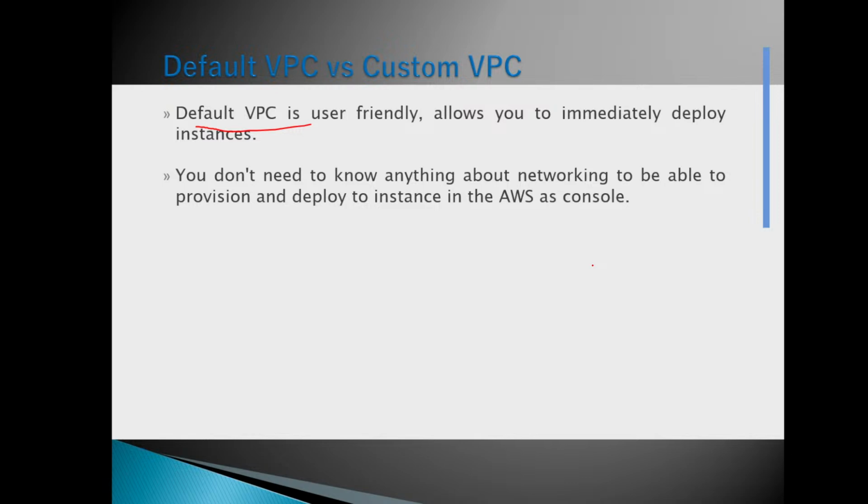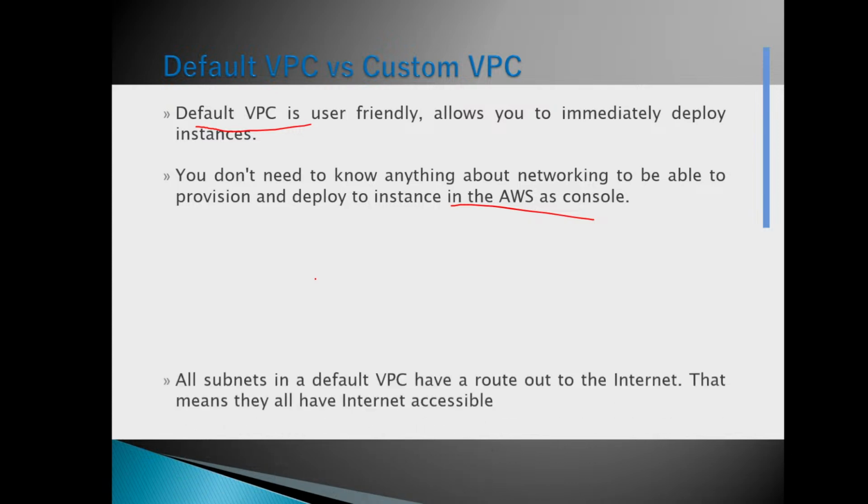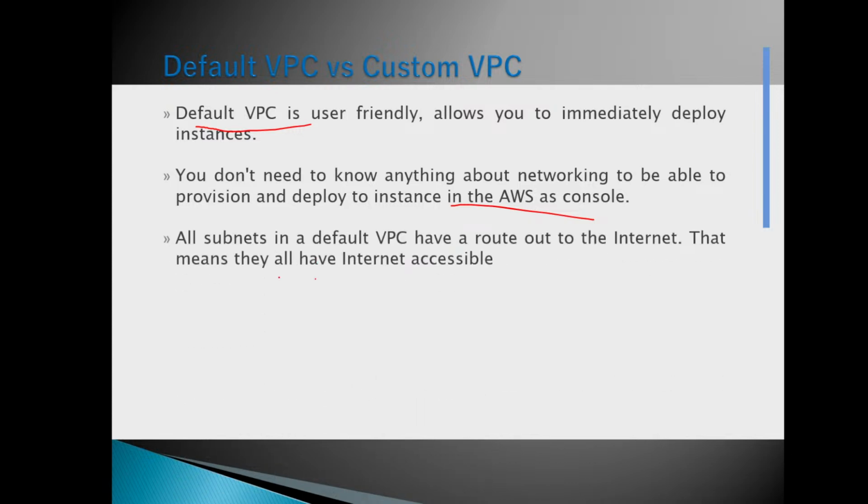You don't need to know anything about networking to be able to provision and deploy an instance in the cloud. So you don't have to worry if you don't know the network. You can use default VPC easily. All subnets in default VPC have a route to internet. Now this is the important thing why we are not using default VPC in industry.